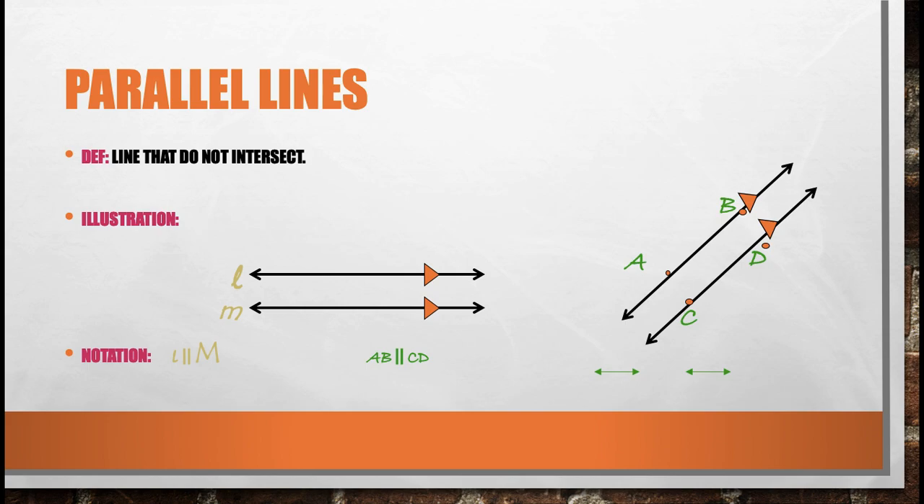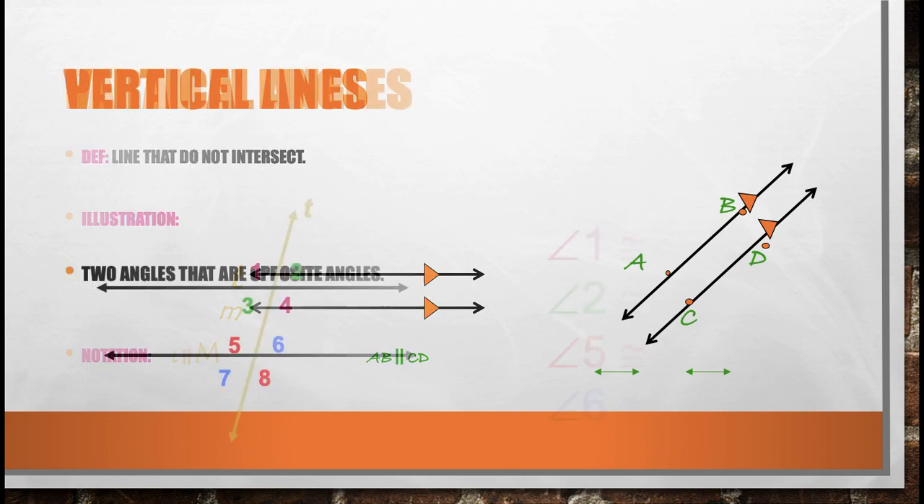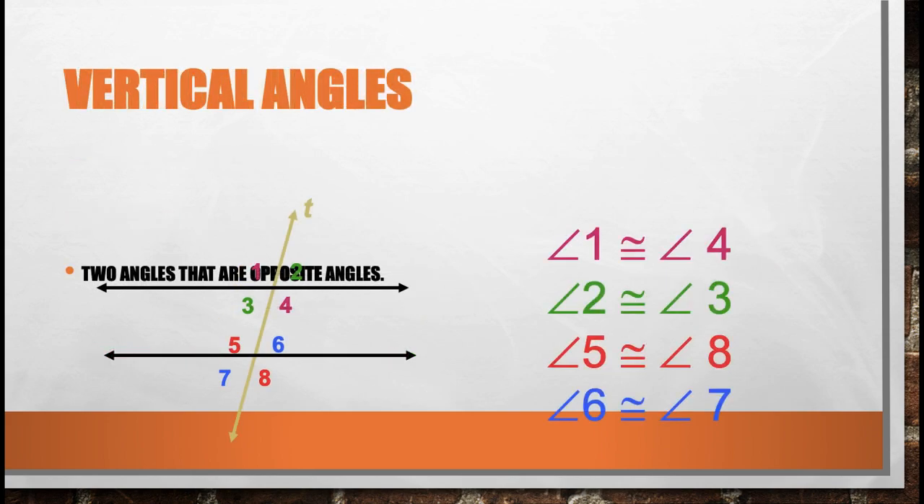Now we will speak about vertical angles. Two angles that are opposite. Vertical angles means two angles which are opposite here. Angle 1 is opposite to angle 4. Vertical angles means angles that are opposite angles. Angle 2 and angle 3 are opposite.